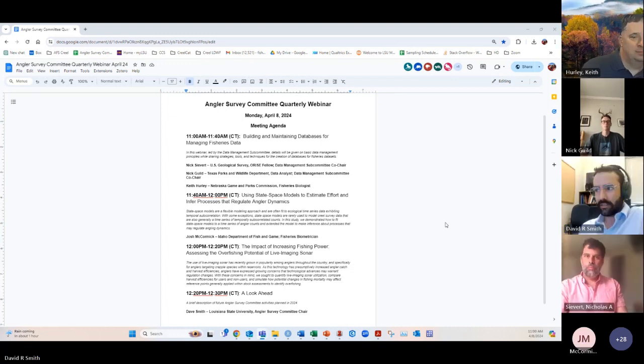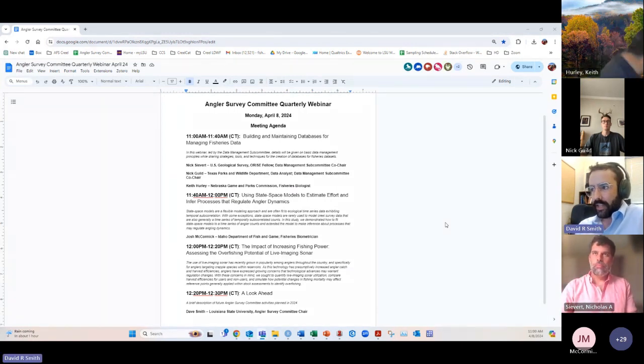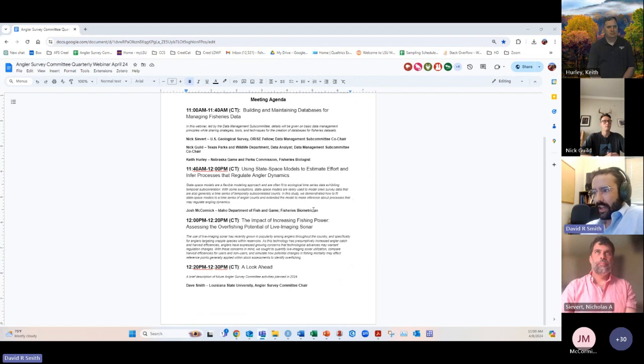We've got 3 talks lined up. Our data management subcommittee is going to give essentially a best practices talk on how to build and maintain databases for managing fisheries data. And then after that, Josh McCormick with Idaho Department of Fish and Game is going to present some of the research he's been doing using state-based models to estimate effort.